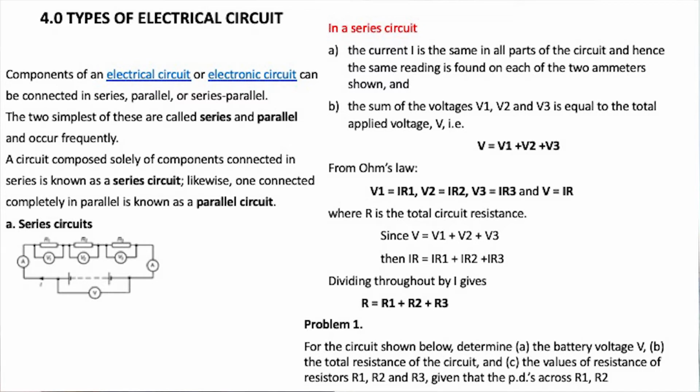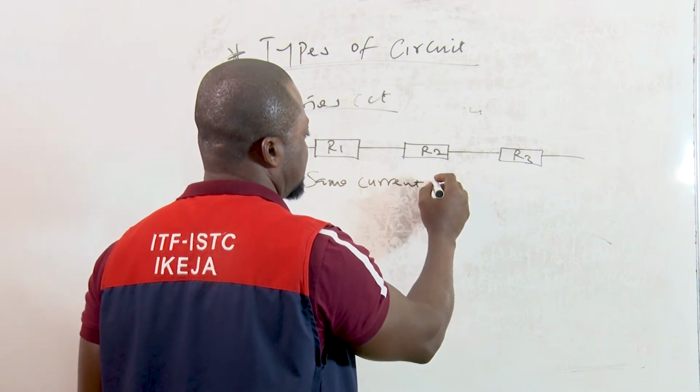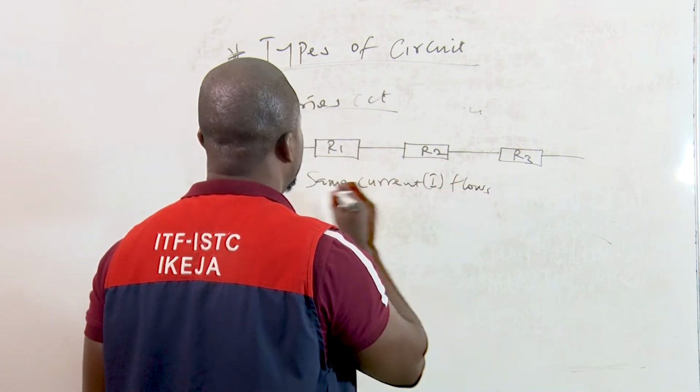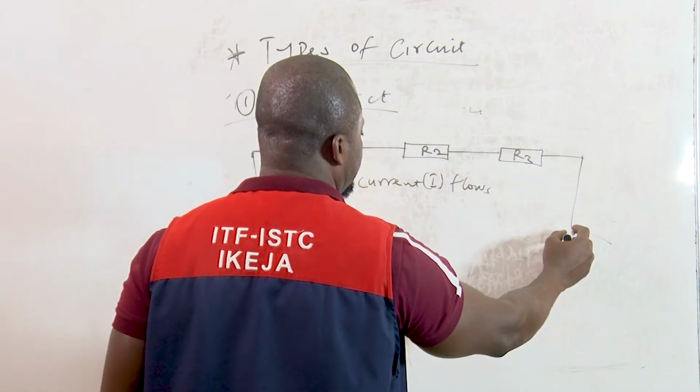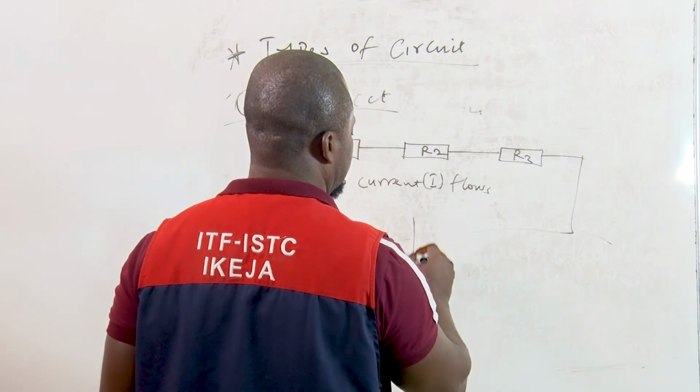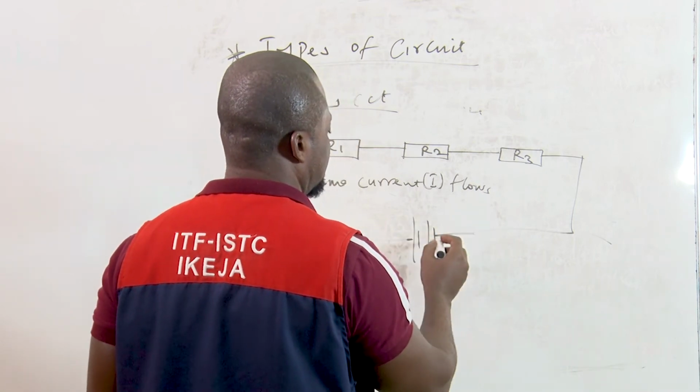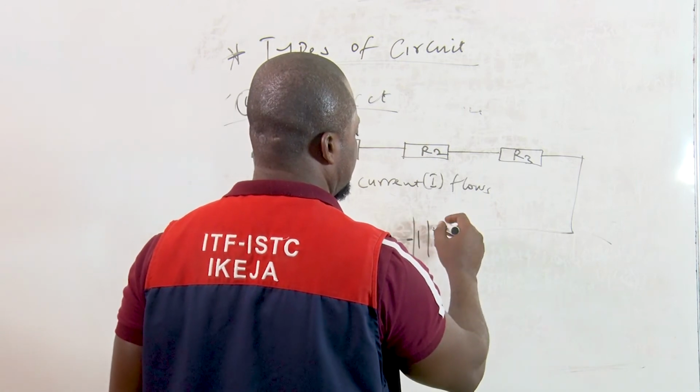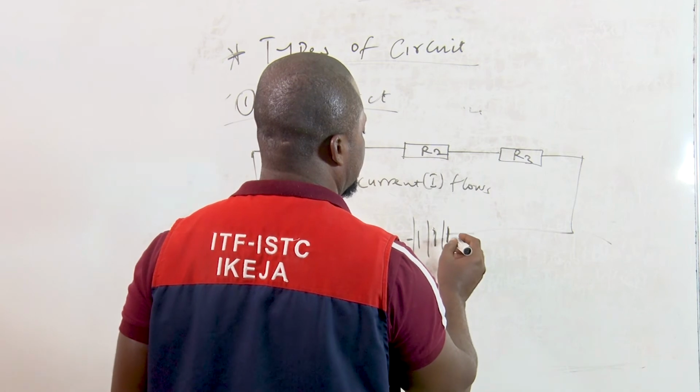When you say a series circuit, from what we can see in the form, what makes this a series circuit is because it has the same current. The same current flows.